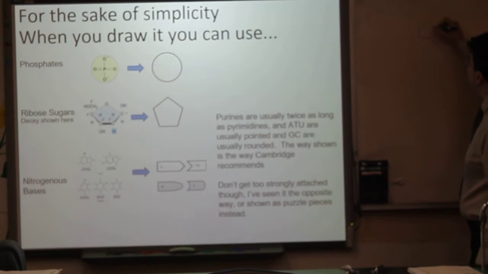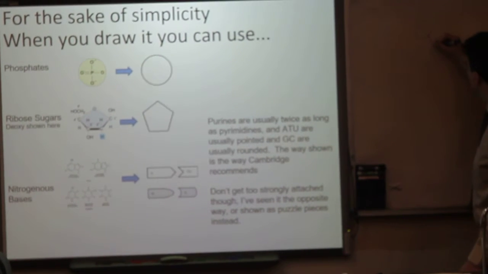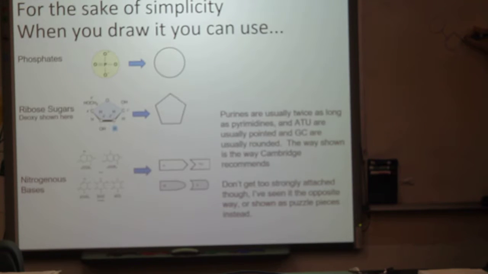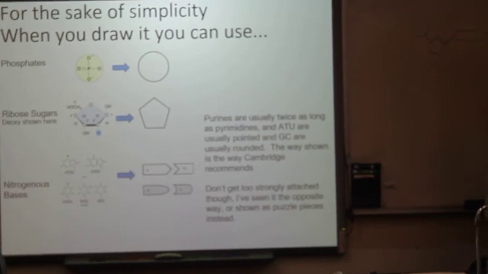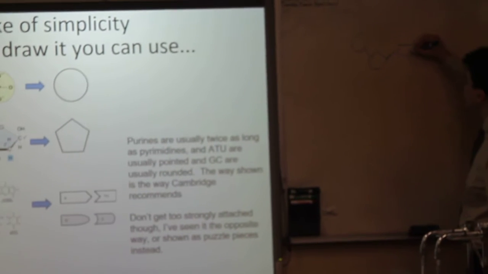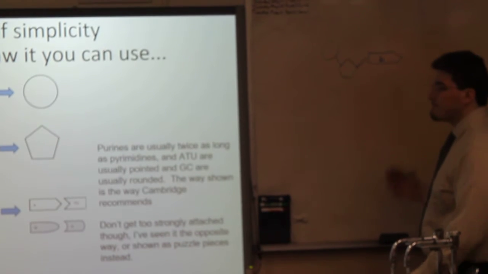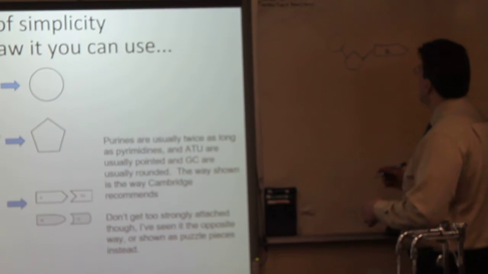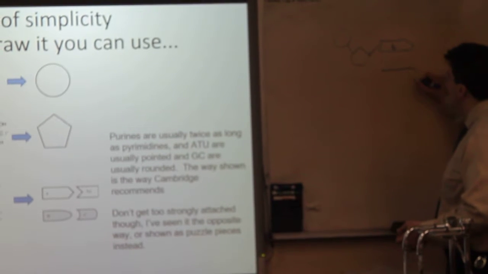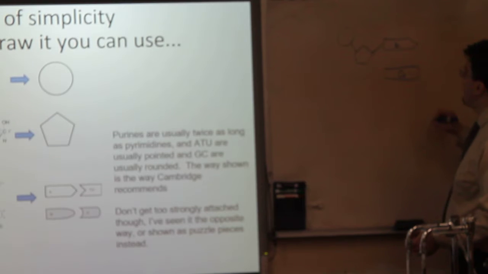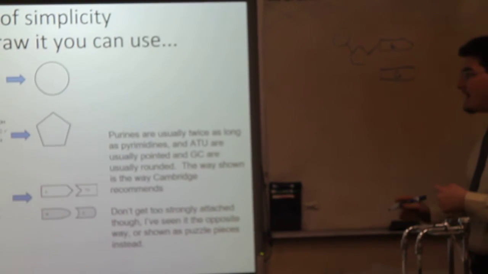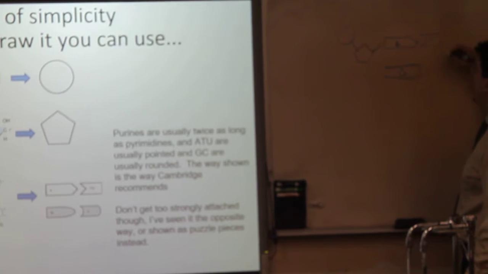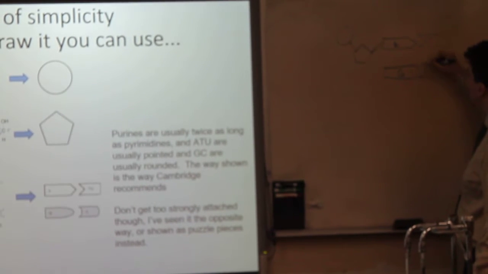Now, for the sake of simplicity, when you are going to be drawing nucleotides, you can draw phosphate groups as a circle, bonds as sticks, pentose sugars, no matter whether they are DNA or RNA, as a pentagon, and your bases as some kind of arrow stick. But you must label if they are adenine or thymine or guanine or some such. By convention, typically Cambridge's convention is that purines are longer and have a convex edge, and pyrimidines are shorter, and they have a concave edge.